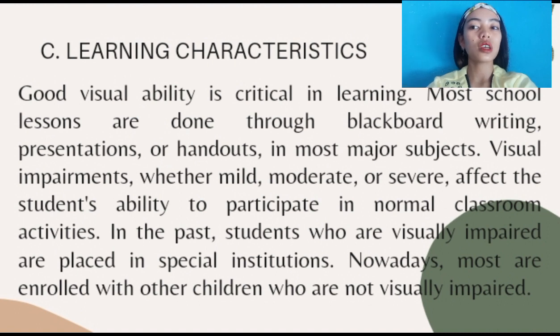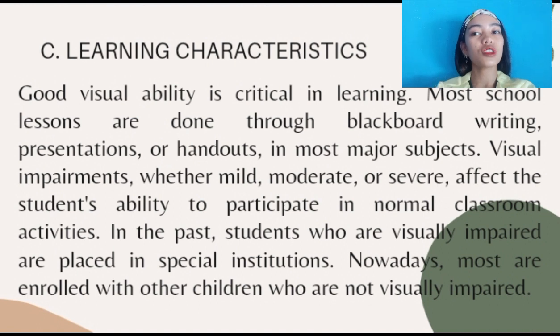In the past, students who are visually impaired were placed in special institutions. And nowadays, most are enrolled with other children who are not visually impaired. So learners with difficulty seeing have restricted ways to learn incidentally from their surroundings, since most of us learn through visual cues. Because of this, the other senses are used to acquire knowledge. Due to the limited ability to explore the environment, low motivation to discover is present.